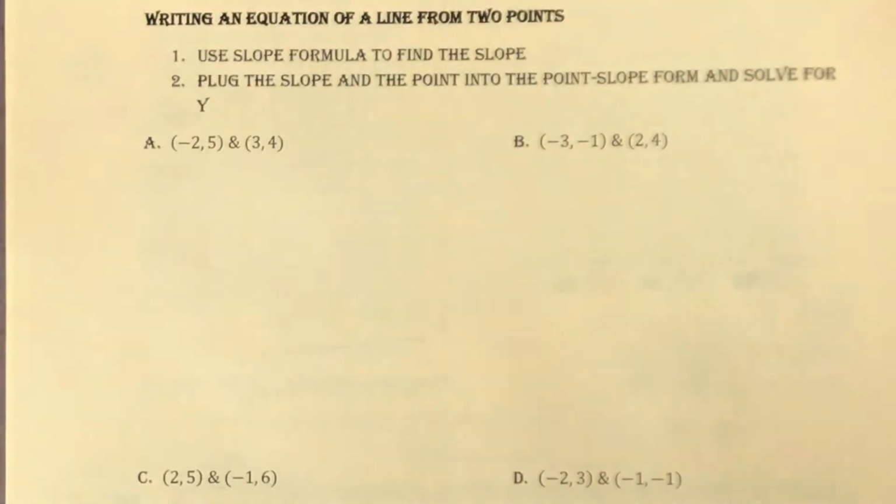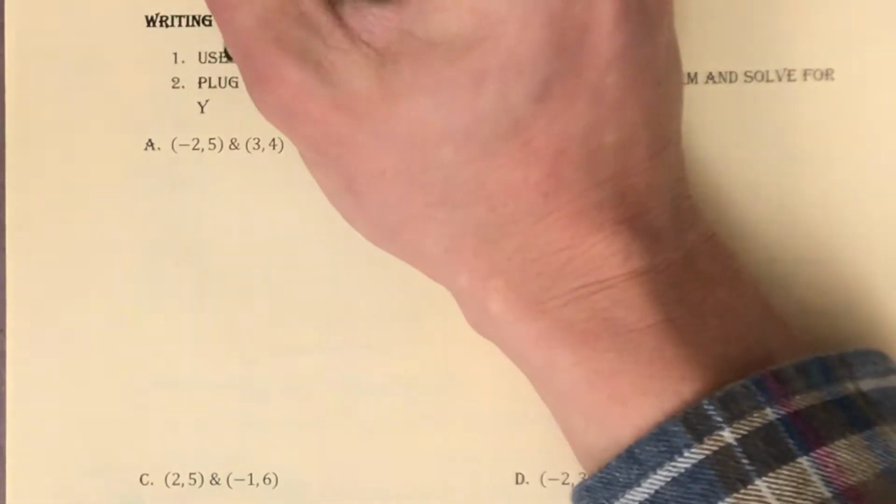Hey guys, so we're into the final section of the note, which is talking about writing an equation of a line from 2 points. So when they give you two ordered pairs and they say, hey, these are on a line together, what is the equation of the line is what we're trying to figure out. So really 2 steps to this. The first step is we need to use the slope formula to find the slope, because we've got to have the slope to write the equation of a line.